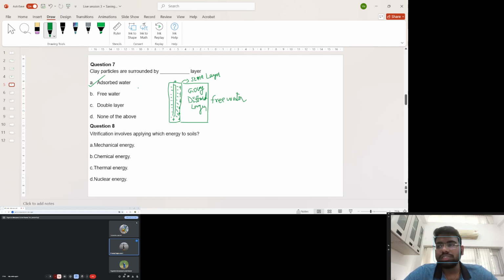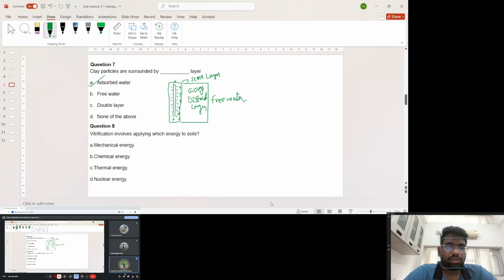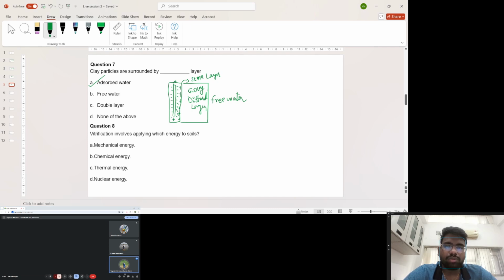And one more interesting thing is, recently people have found out that this type of diffuse double layer exists in granular materials also. There are now research papers which have established the presence of diffuse double layer in granular materials, that is quartz, feldspar, etc. Especially in quartz they have established the presence of this double layer.